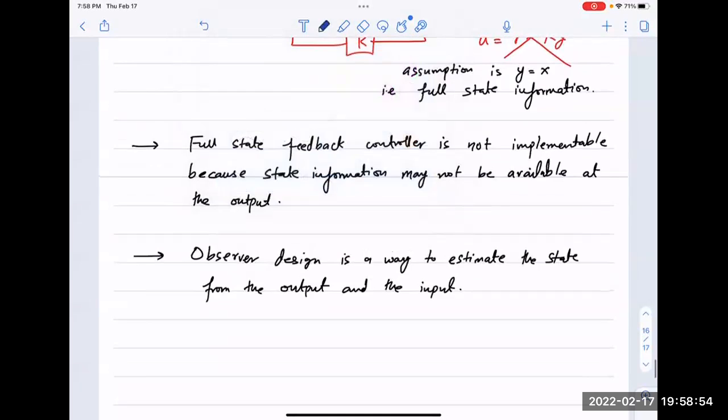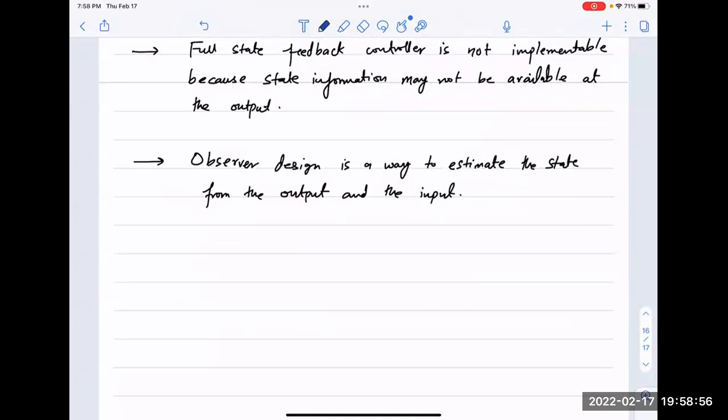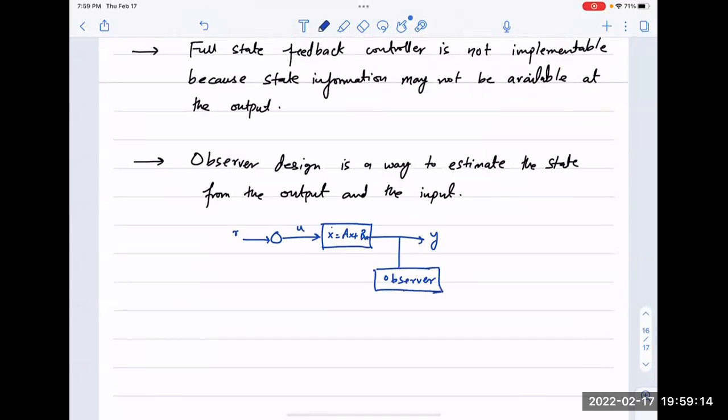So in other words, your system is actually some reference going to the system, and generally you have y here, but you have an observer which gives you an estimate x hat, and that you can use as a feedback with a certain gain.